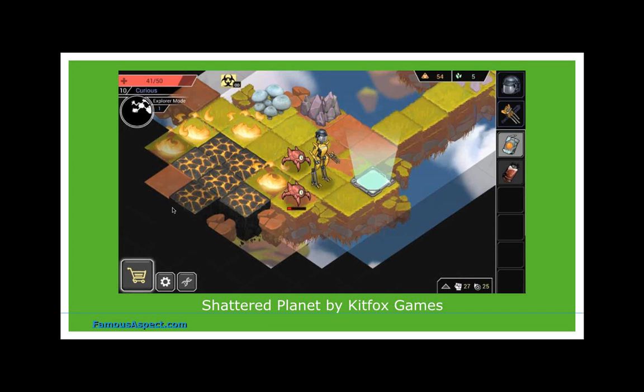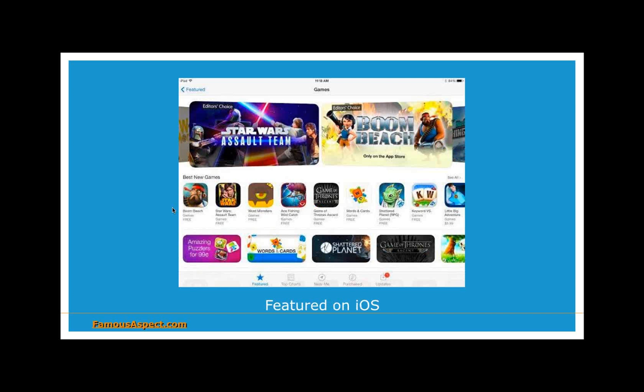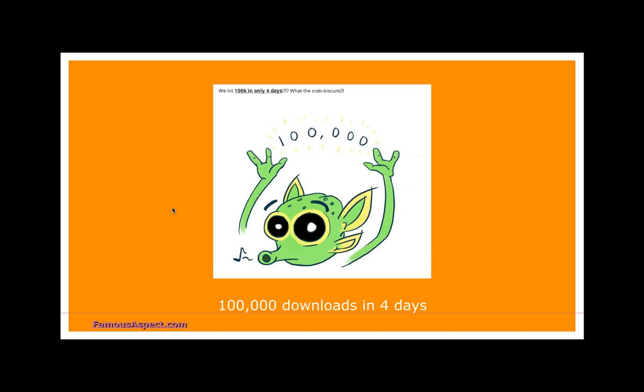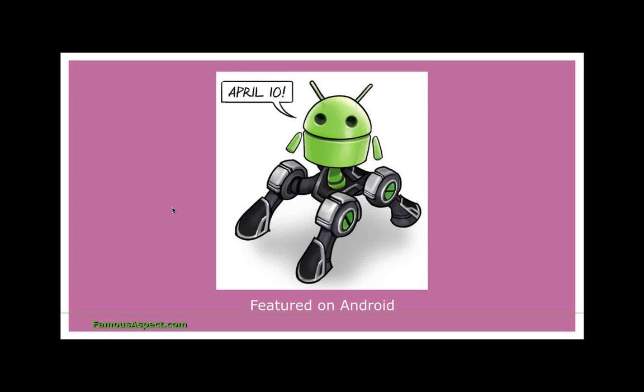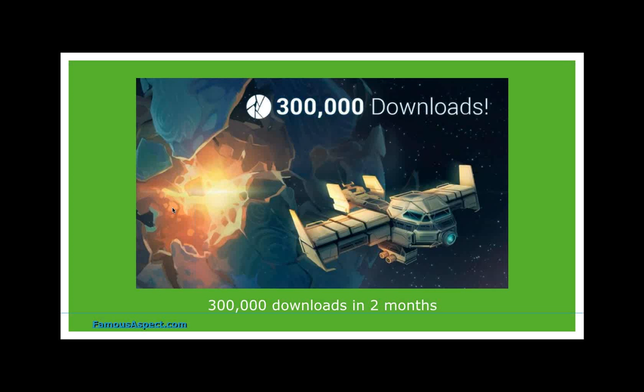Okay. And so Shattered Planet is a single-player, procedurally generated roguelike RPG. It's a lot of fun. And when it was released, it was featured on the iOS store. And on their Twitter, they announced within 4 days they hit 100,000 downloads. And then a couple days or weeks later, it was featured on the Android store as well. And within the first 2 months, Kitfox announced that they had over 300,000 downloads.